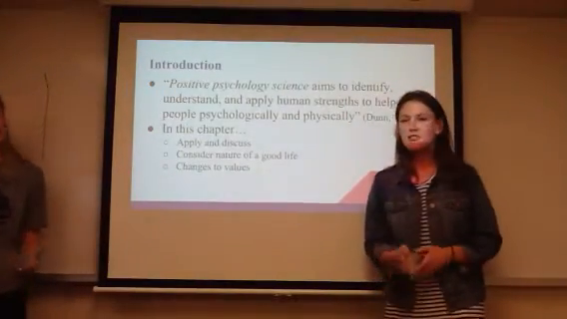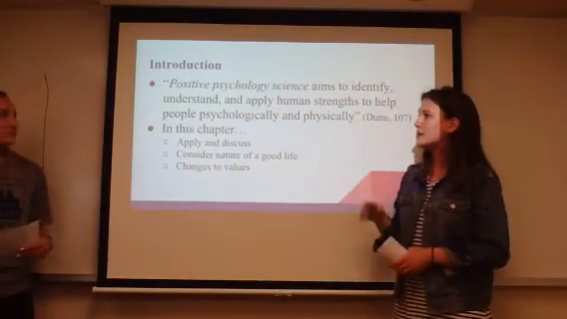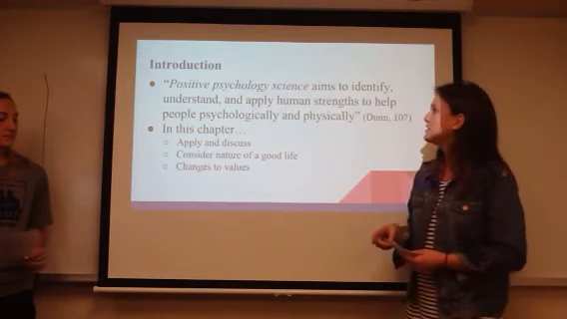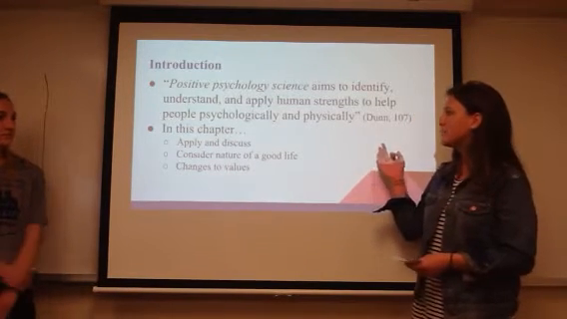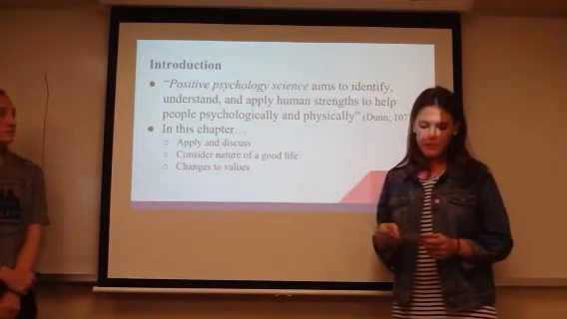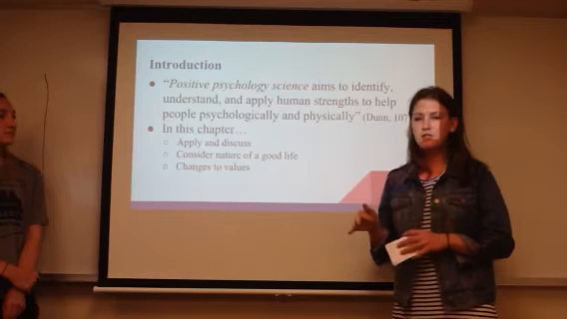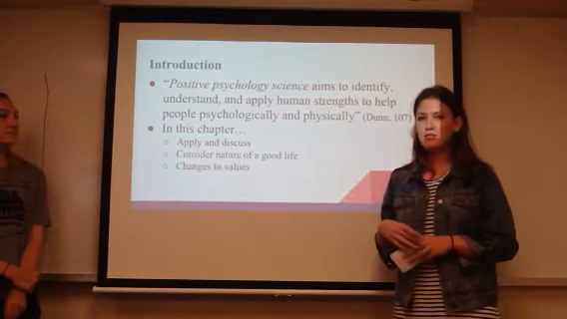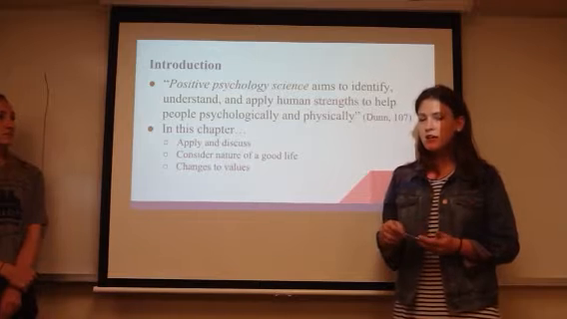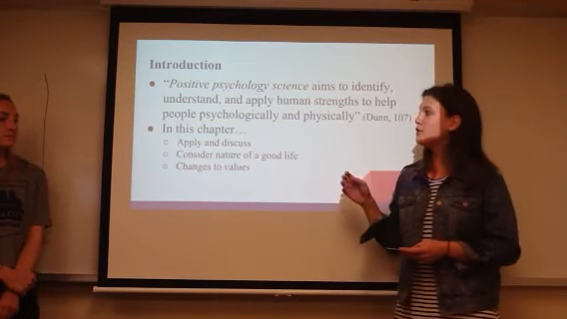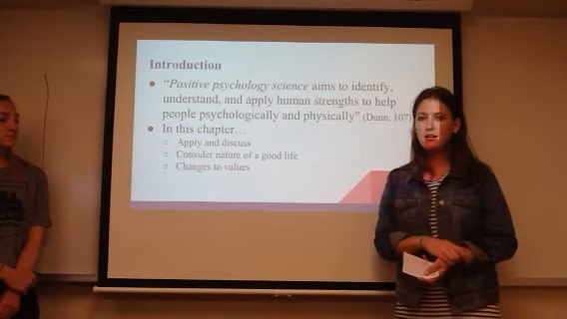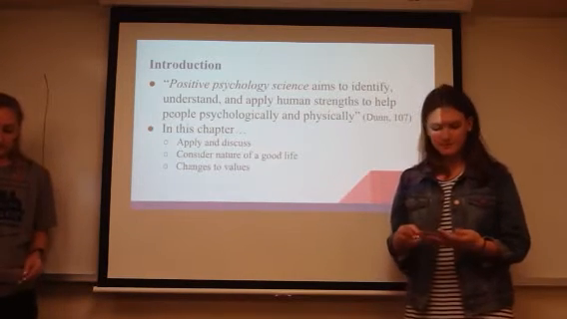So Dunn essentially starts the book describing positive psychology, and she's saying that it aims to identify, understand, and apply human strength to help people psychologically and physically, which is basically focusing on the potential that the individual still possesses rather than the negatives that someone lost because of a disability, which can be used through positive emotions, positive actions, and really utilizing the world around them.